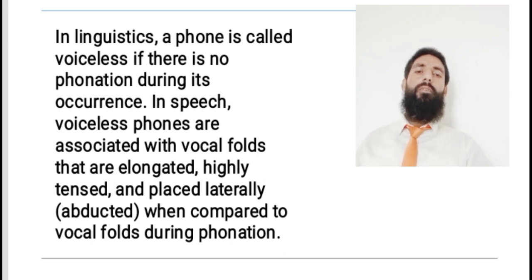And if the pressure of the air is speedy, then your phone will have voice. And if the pressure of the air is less, your phone will be voiceless.